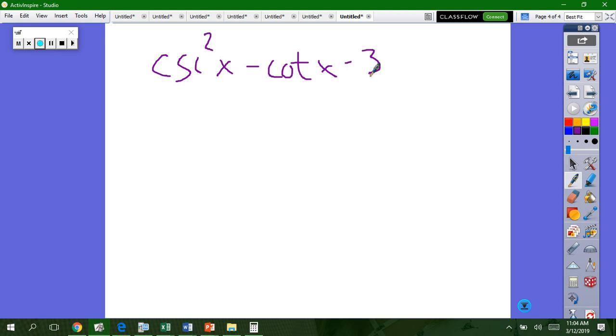It's kind of like saying y squared minus x minus 3. Can I factor y squared minus x minus 3? No. But what is cosecant squared? What's another name for him? Does everybody see that in your identities? 1 plus cotangent squared? That cosecant squared is 1 plus cotangent squared. And remember, when we see something squared, most likely we can move.